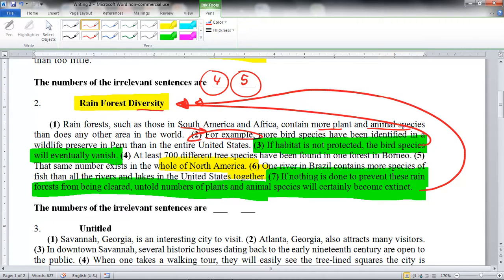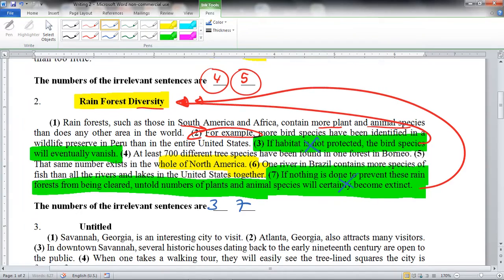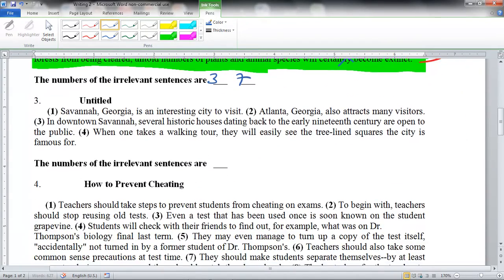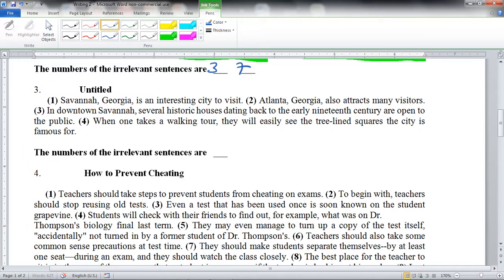These 2 sentences, the thoughts themselves are very fine, but they do not support the main theme of the paragraph, which is diversity. So these 2 sentences do not belong in this paragraph. They break the unity. They belong somewhere else, but they break the unity of this paragraph. The third paragraph is a short one. There's only one sentence here apparently that we need to look for.